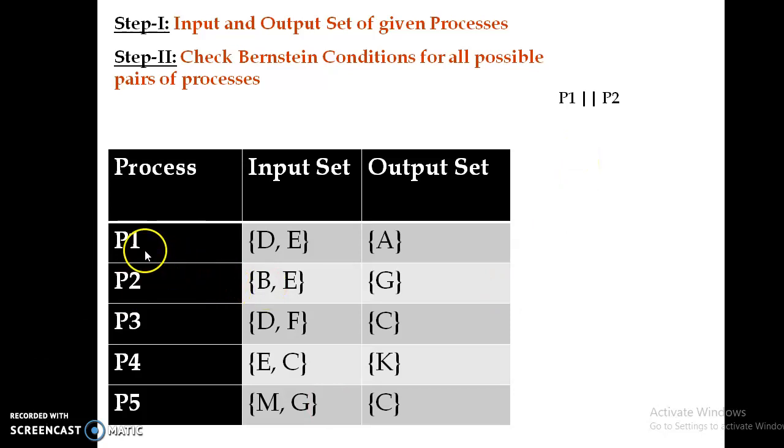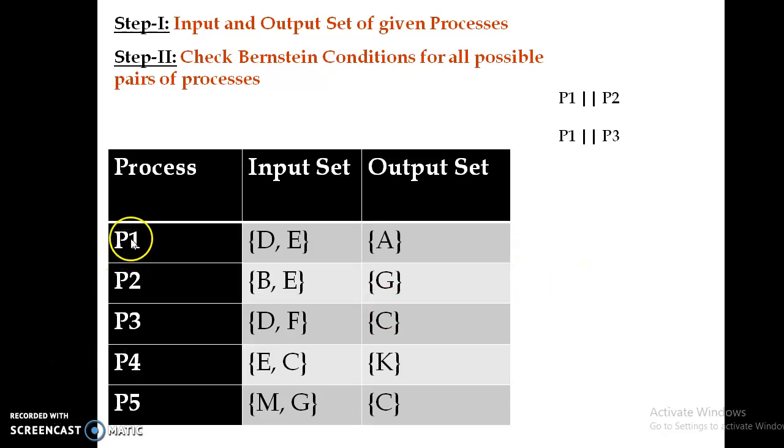Now we will check P1 and P3. See, the input set of P1 and output set of P3, no common element. Input set of P3 and output set of P1, no common element. And the output set of P1 and output set of P3, no common element. So P1 and P3 also can execute in parallel.